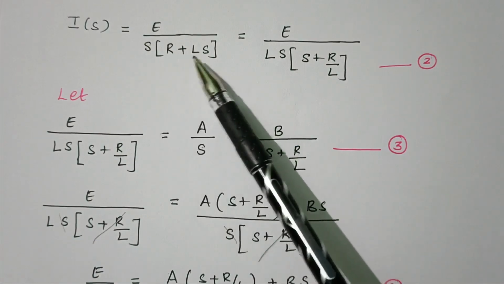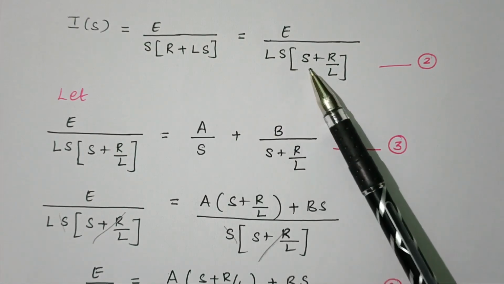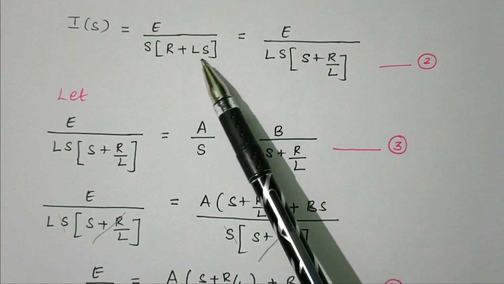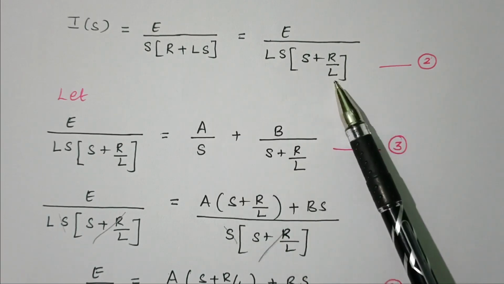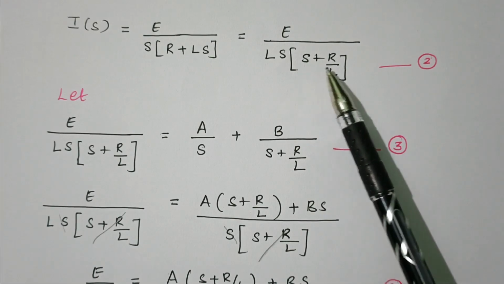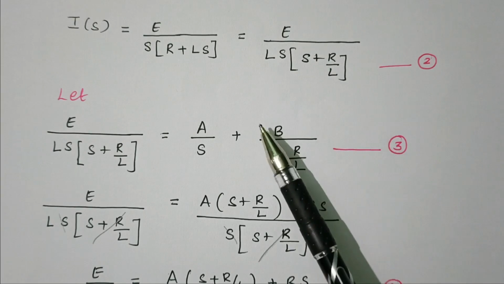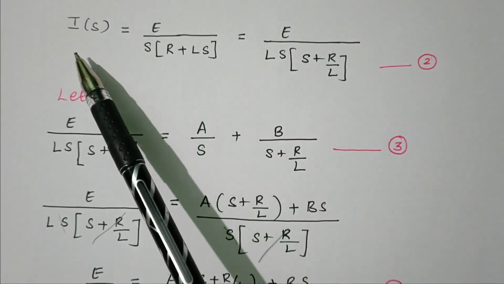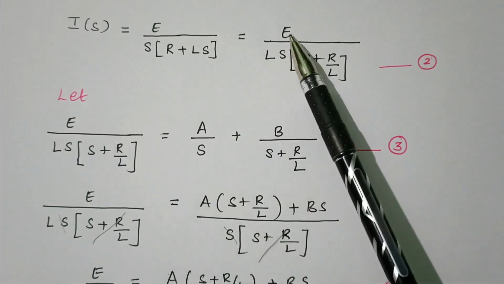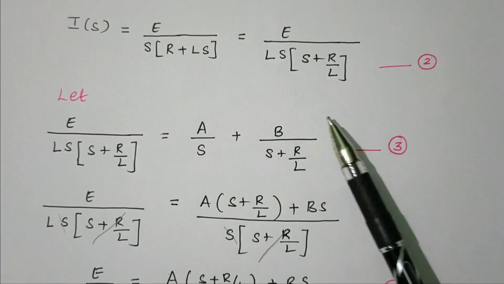Now we'll take the L outside. So that already s is there, L into s plus R by L. While taking the L outside, this becomes s. Here L is not available, so it is R by L. So in order to bring the s plus form, s plus R by L, we are taking L outside. Now take this as equation number 2. So I of s equals E divided by L into s of s plus R by L.